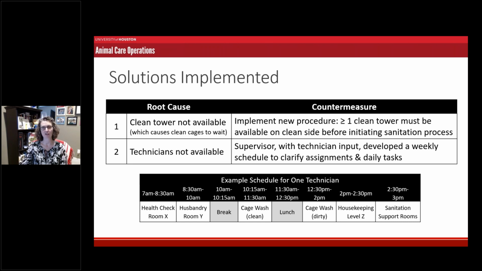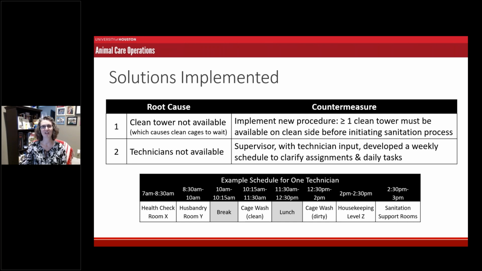Number two, with the technicians not being available. So the supervisor, of course, with input from the technicians, developed a weekly schedule to clarify assignments and daily tasks. This kind of goes back to what Dr. Brammer was talking about. Does everybody know what, when, and how to do everything? So we put this schedule together, and you see an example of it on this slide. In this case, this is an example for just one technician, but it tells you from hour to hour what they're going to be doing. It also tells you when they are assigned their break times, as well as when they're assigned their lunch times.